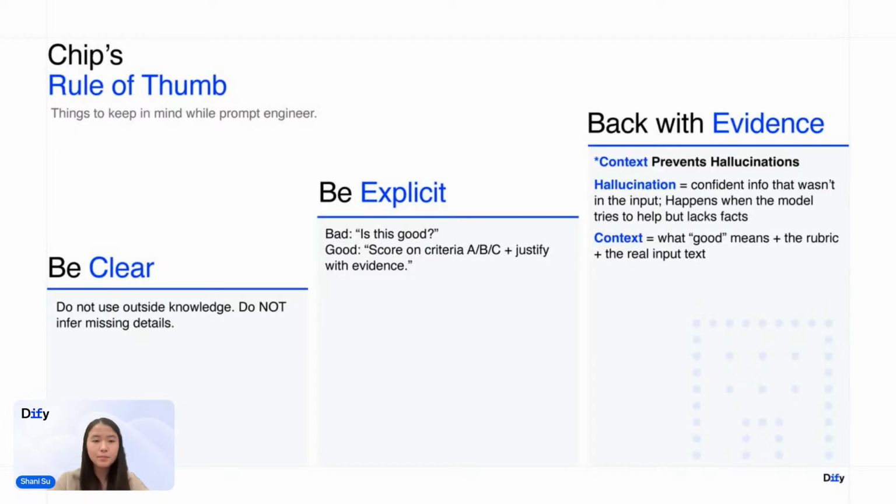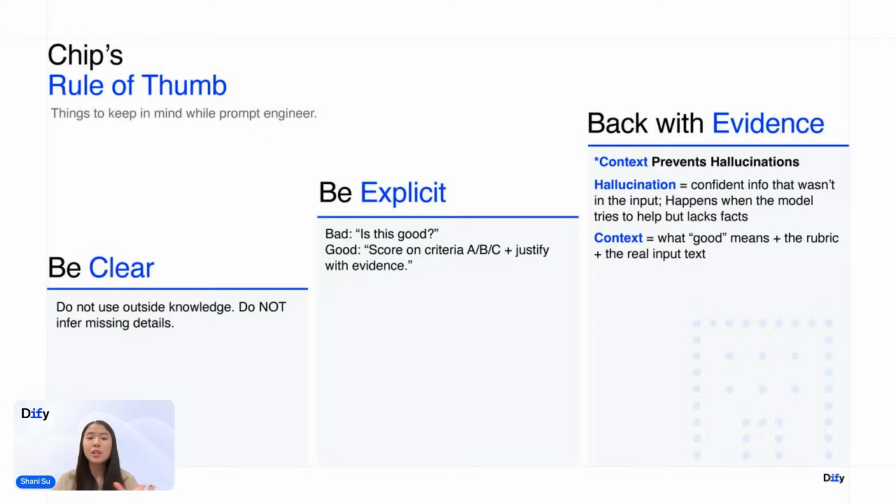The rule of thumb with prompting is to be clear, to be explicit, and to always back with evidence. These three things will help you figure out what prompt is best for your situation and also reduce the cost overall. The most important part here, in my opinion, is backing with evidence.